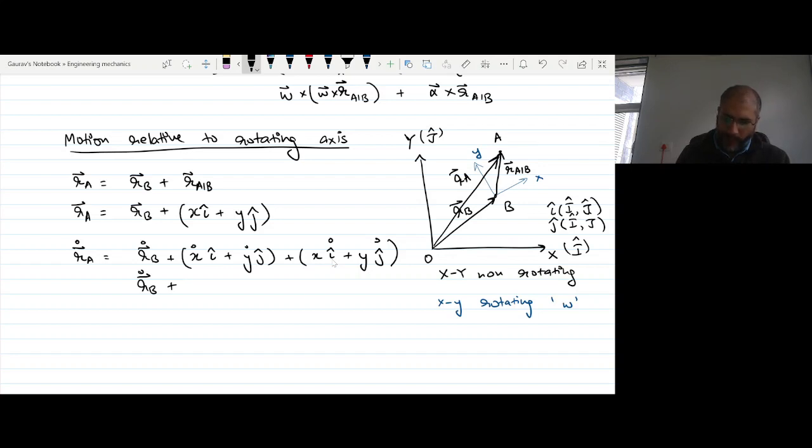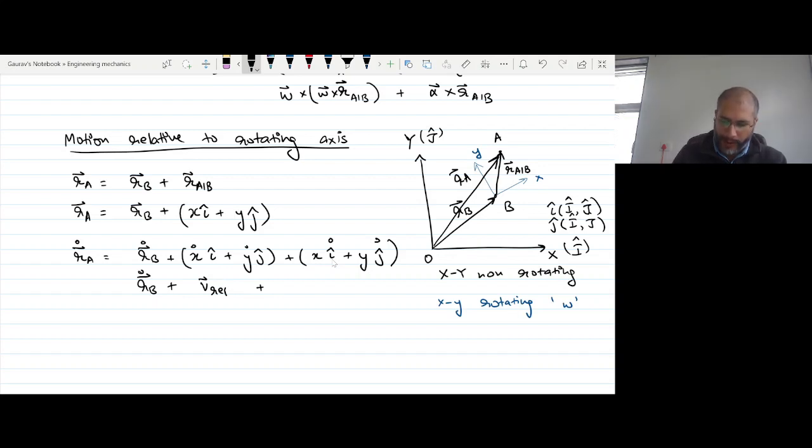Now this x dot i hat plus y dot j hat is basically the relative velocity of A that is measured in the small xy axis. So in the frame attached to B, the person sitting in that frame and measuring the movement of point A will measure V rel. They'll measure the rate of change of x and y coordinates. But of course that's just this part, and then x times i hat dot plus y times j hat dot is definitely non-zero, because i hat and j hat are rotating vectors.